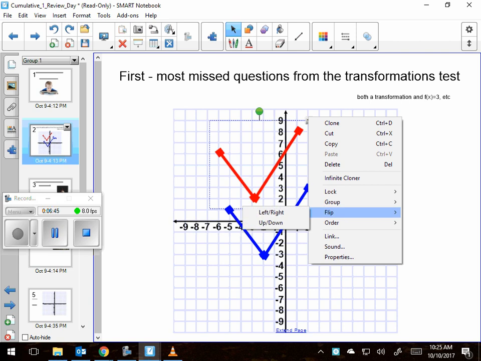Have a seat, girls, and get your file open for today. It's 10/10, the 10th of October.